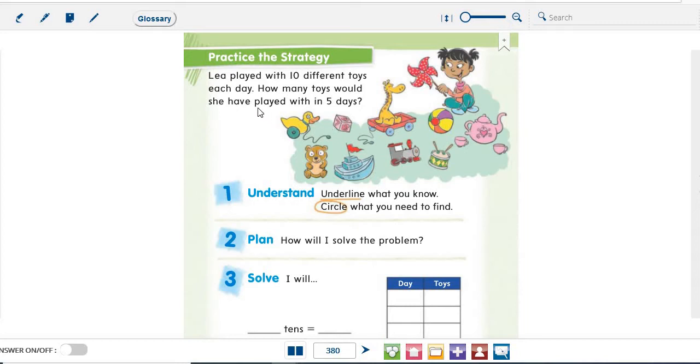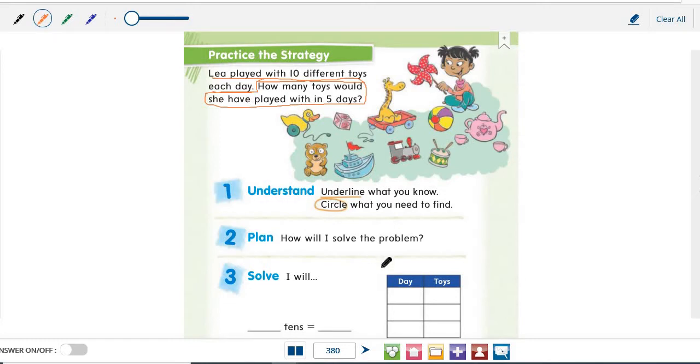Let's reread the problem and underline the facts. Leah played with 10 different toys each day. This is the most important fact and the only fact. The question is, how many toys would she have played with in 5 days? What do you think, grade 1? Can we make a table to solve this problem? Yes, of course. The table helps us to organize the information.